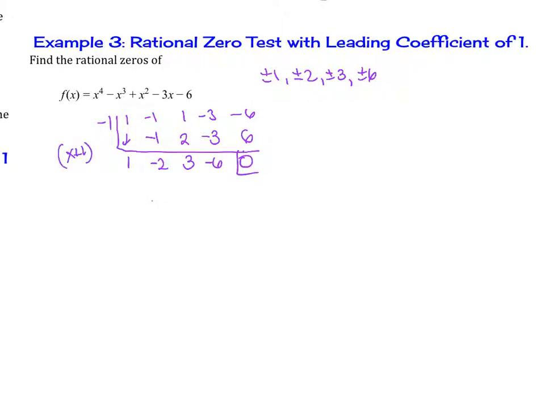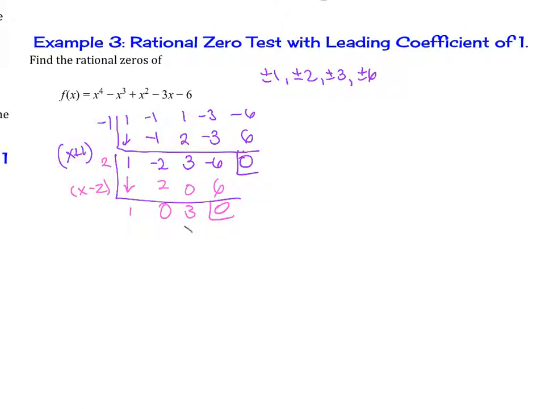So I'm going to do it again. My last number is 6, so I can use the same numbers that I did before. Let me go ahead and try 2 here. So repeated synthetic division. 2 times 1 is 2. This is 0. 2 times 0 is 0. 3 times 2 is 6. And that actually works. So another solution here is x minus 2.